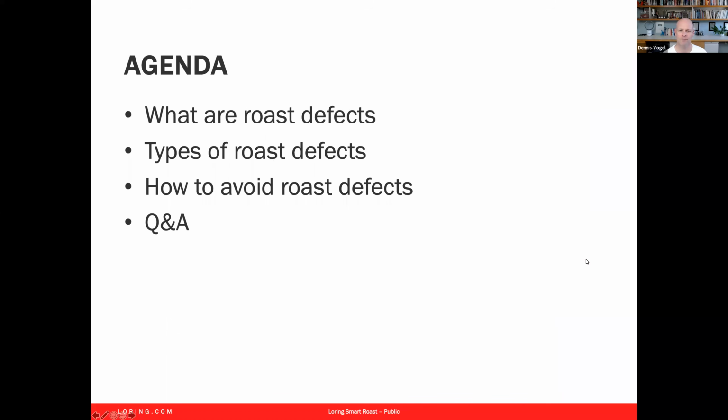So as we talked about for the agenda, we're going to be diving into what roast defects are, the definitions, the different types of roast defects, because there are a few different categories and specific types. And then finally, what you can do to avoid roast defects, which I think is probably what we're all hoping to learn more about. And then, of course, we'll be doing live Q&A at the end.